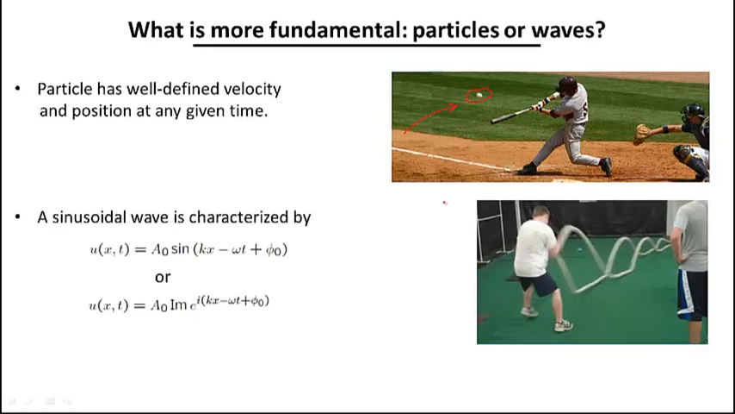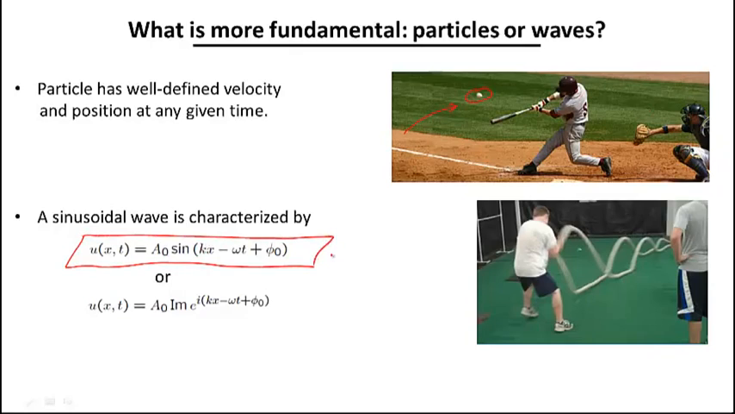In contrast, when we're talking about waves, it doesn't really make sense to ask the question where the wave is located. So here in this example, I'm showing a wave which is generated using a rope. And just by looking at it, you realize that there is no well-defined position of a wave. However, what we can do is define the wave velocity and the wave vector. And also we can describe a wave using this mathematical expression.